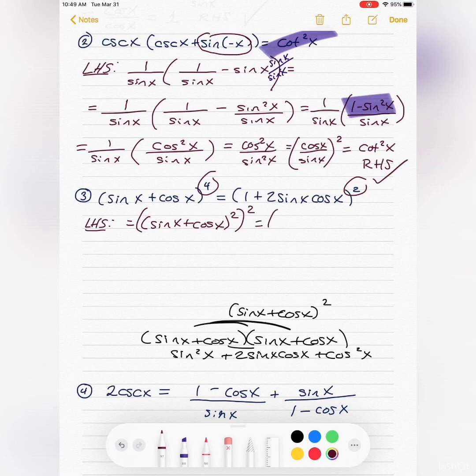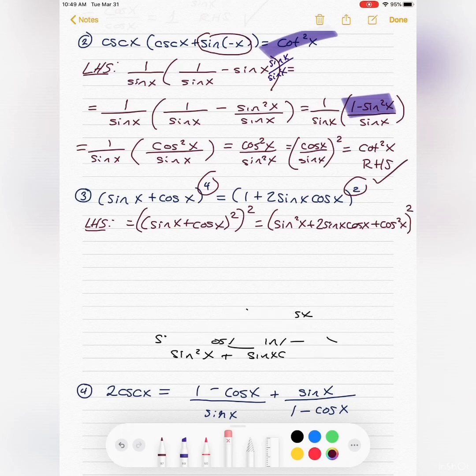Okay, so then I FOILed out the middle part here, and I got what? Sine squared plus 2 sine cosine plus cosine squared. And then all of that is still squared, right? Okay, that was doing a FOIL.